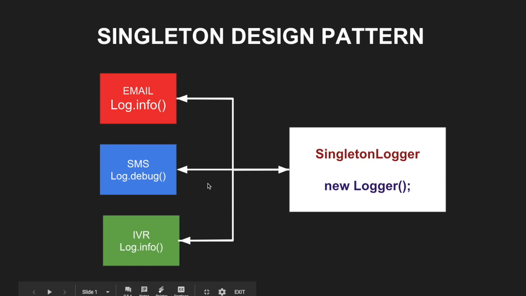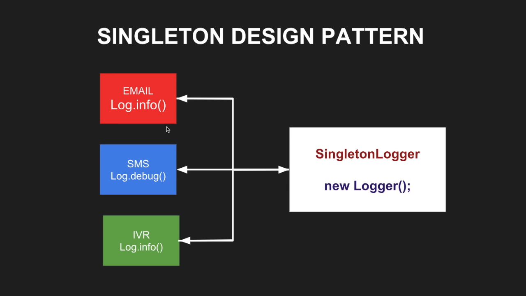Let me give you an example. You have an email class, an SMS class and an IVR class. In each of these classes, you want a logging mechanism. Suppose you don't have the Singleton design pattern. Usually what you will do is create a logger object in the email class, and you will create the same logger object in the SMS class, and you will create the same logger object in the IVR class.